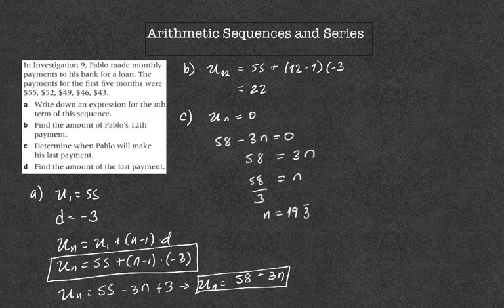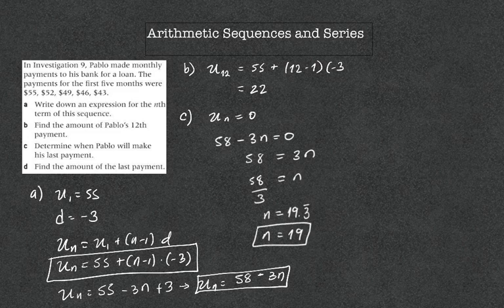19.3. So 19.333. But we know that n has to be an integer. It has to be either 19 or 20. So in this case, if we go to 20, the value of the term is going to be negative. So you can't make negative payments. So if we do 19, that should be our final payment. So our answer is going to be 19. It has to be an integer value.